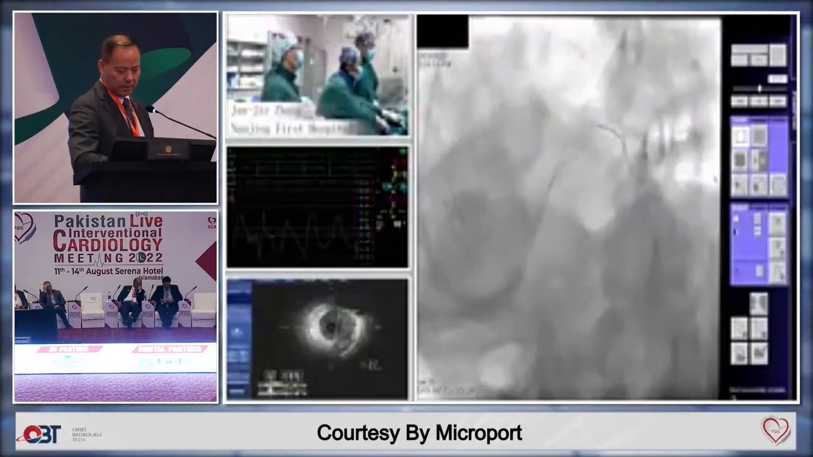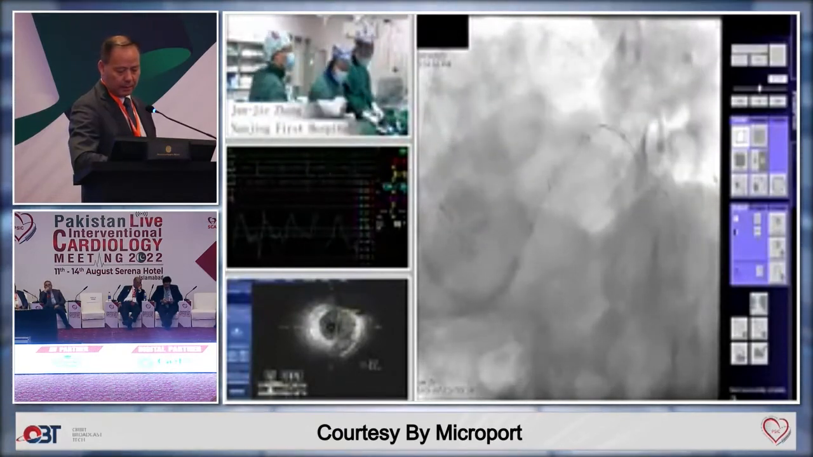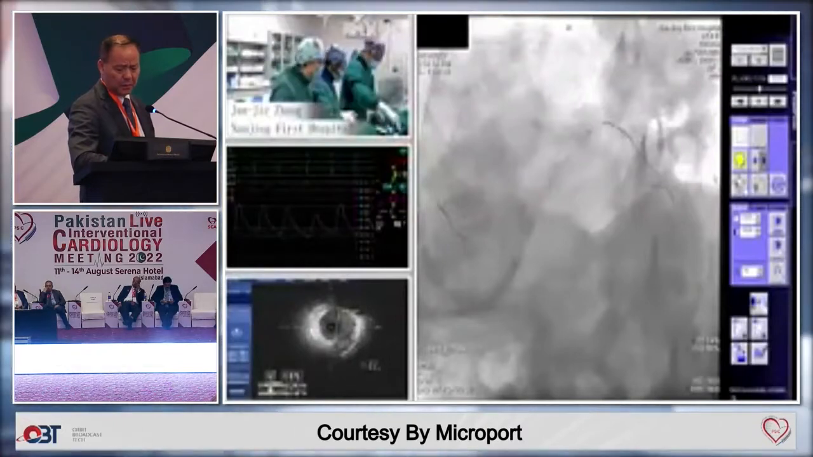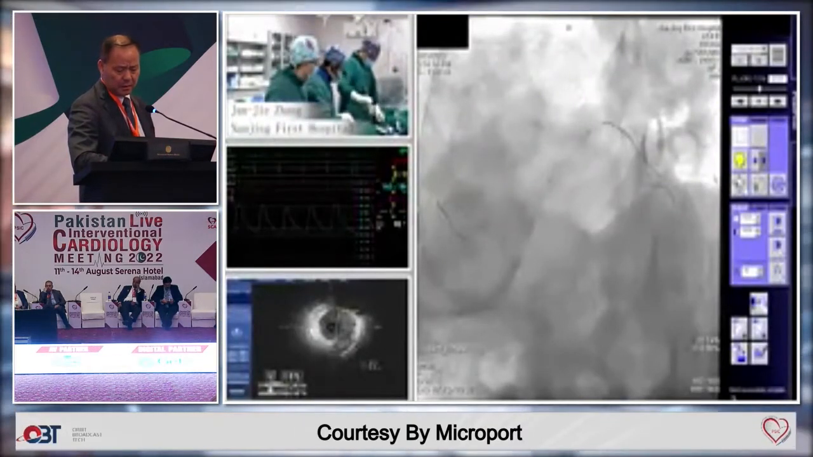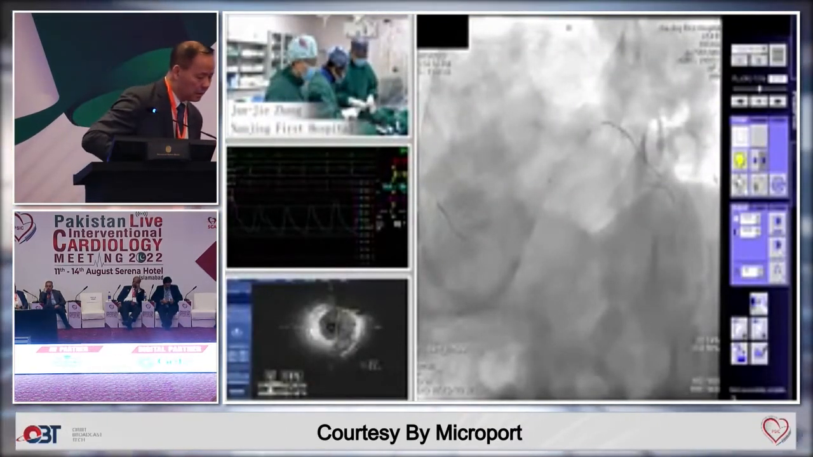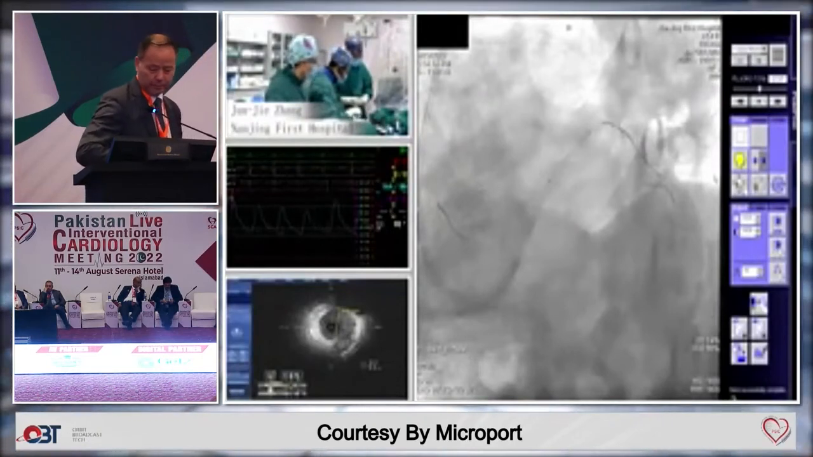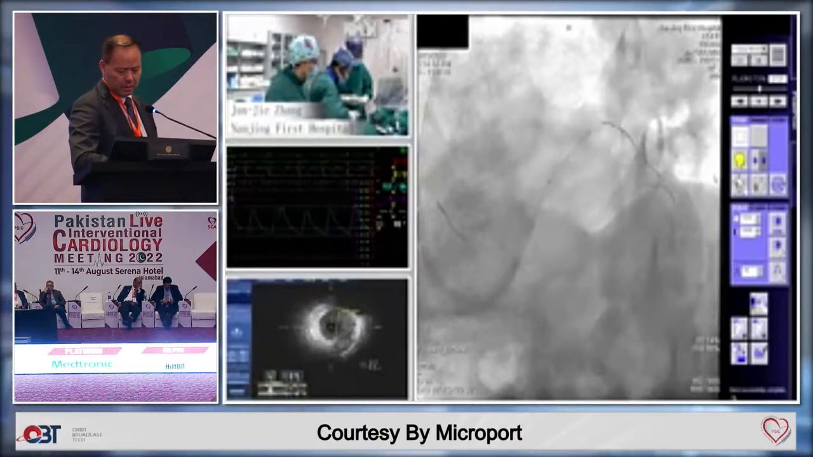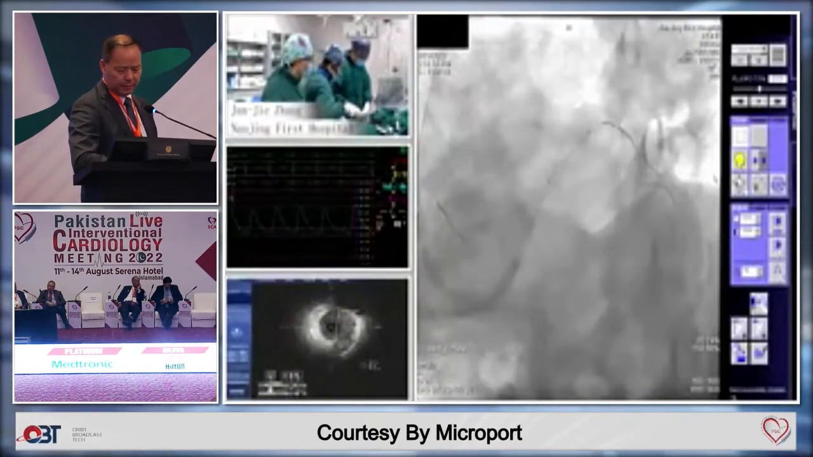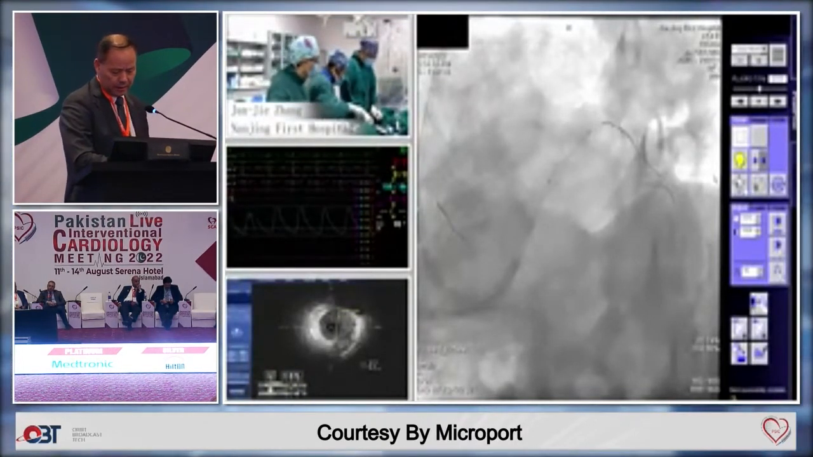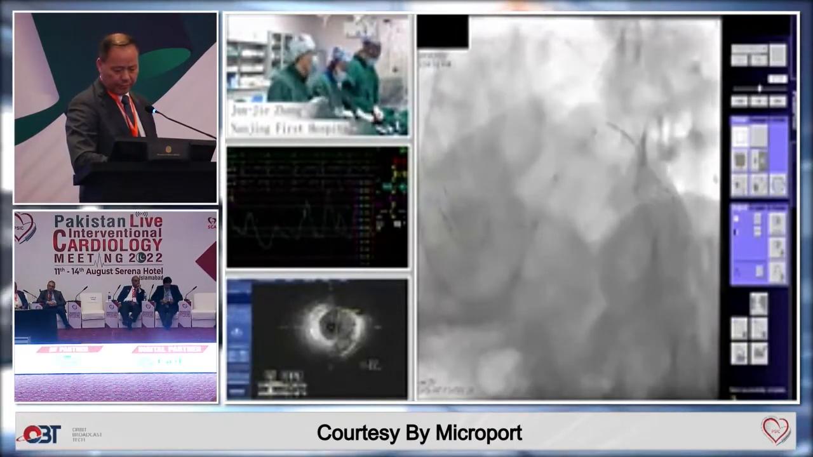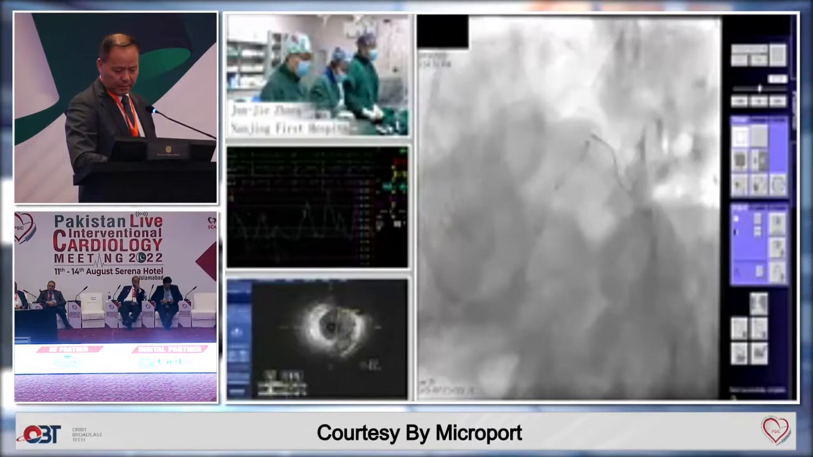Okay. Okay. So 3.5 balloon. So this is a 2.75 stent, right? You cannot see clearly. Yeah. Okay. Yeah, it's a 2.75 stent in the circumflex.